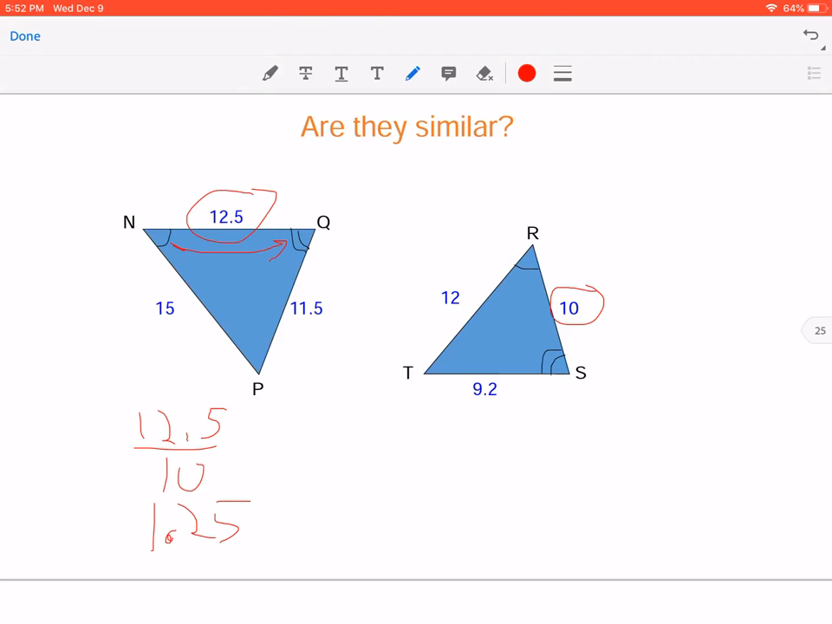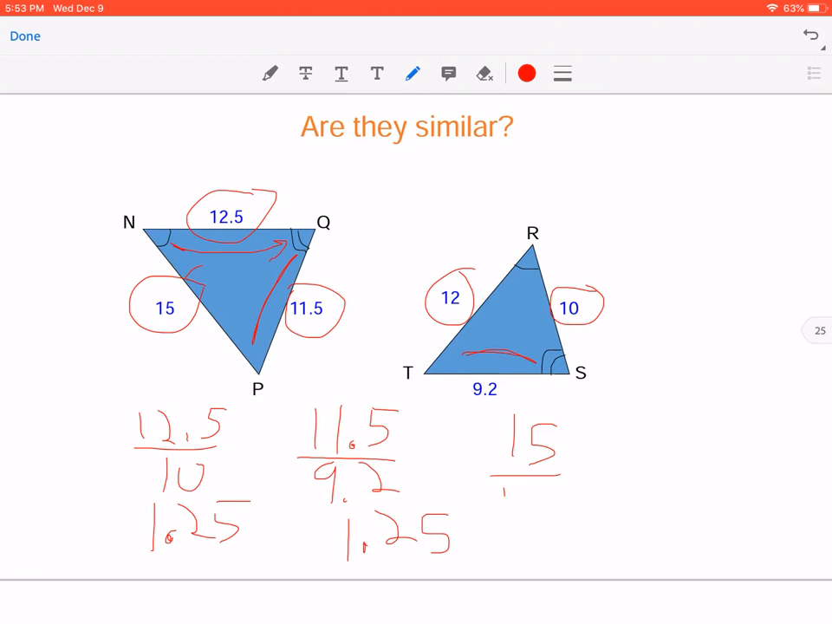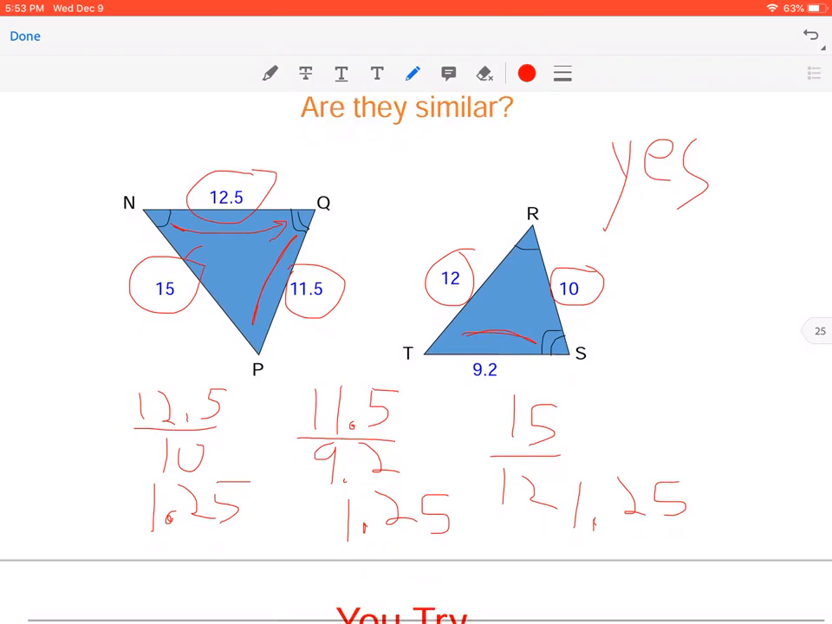Okay? So I'm going to do 11.5 and see who his match is. So I got 11.5. He goes from the double line to the nothing, so that would be 9.2. So I'm going to do 11.5 divided by 9.2. That's also 1.25. So right now it's looking pretty good. And then the last one to check is 15 and 12. So do 15 divided by 12. If you get 1.25, we're good, and we do. We get 1.25. So, are they similar? Yes. Remember, you got to have the same ratio for all sides.